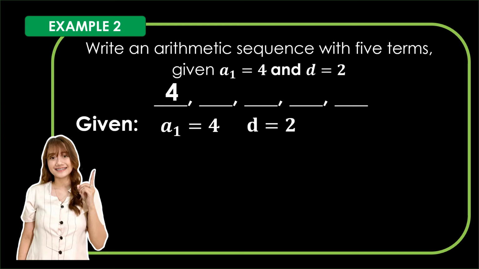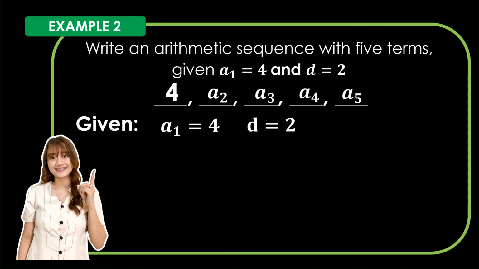Given also that the common difference is 2. Now, since we already know what our first term, a sub 1, is, let us find the second term, a sub 2, the third term, a sub 3, the fourth term, a sub 4, and the fifth term, a sub 5.